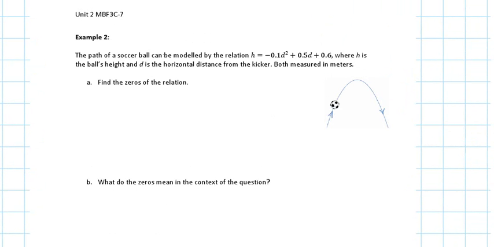You guys good? The path of a soccer ball can be modeled by the relation h equals negative 0.1 d squared plus 0.5 d plus 0.6, where h is the ball's height and d is the horizontal distance from the kicker. Okay, so we have the ball's height and then the horizontal distance. The question is asking you to find the zeros of the relation.